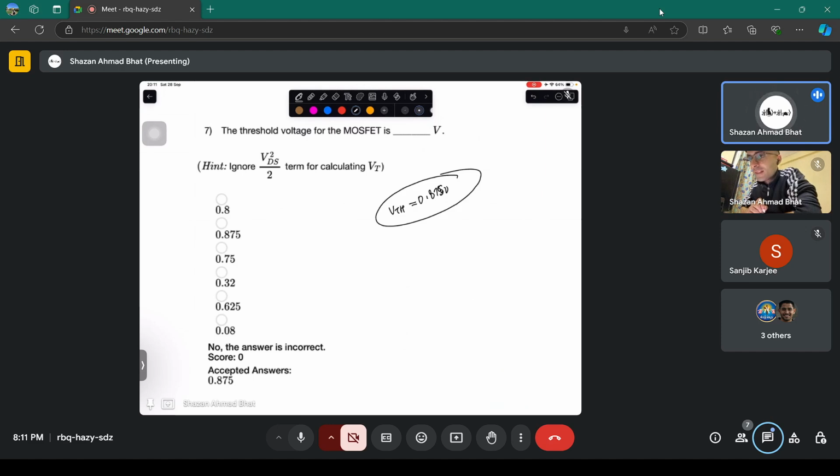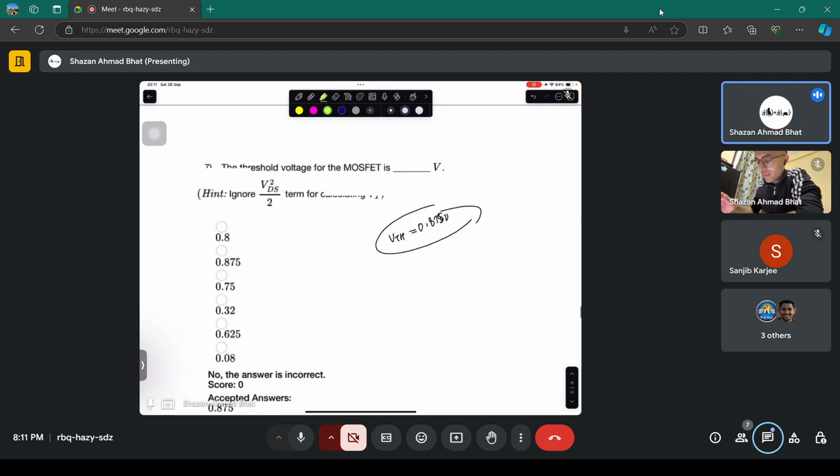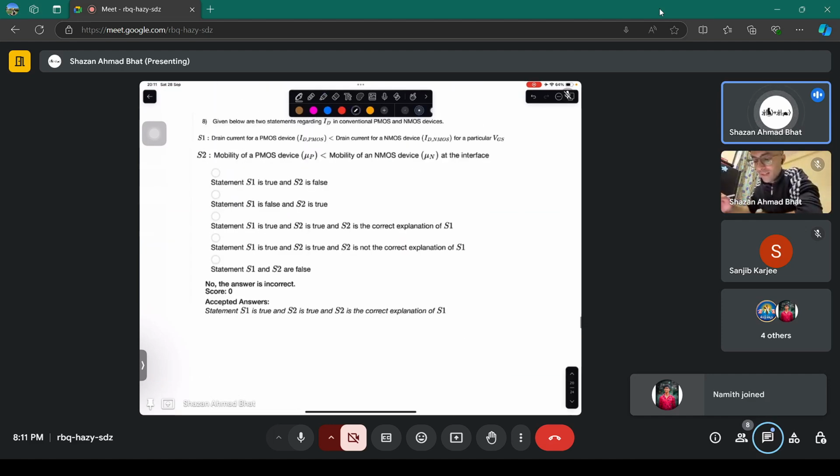Okay, just because you now know the mobility, you can put the value of mobility in either equation A or equation B. Either here or here, you get a threshold voltage. That's as simple as that. And I guess the threshold will be around 0.875. That is for part 7.